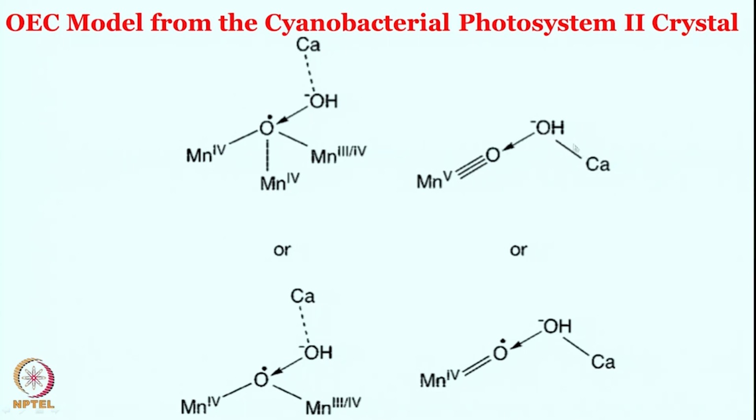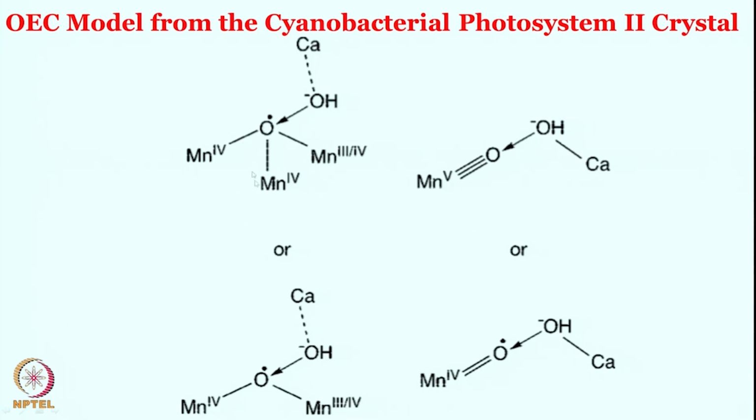So, this calcium hydroxo can attack the manganese 5 oxo bond to form the oxygen bond of the dioxygen molecule. It could be in this form or in a radical form as shown over there, manganese 4 O dot. Alternatively, calcium hydroxide can attack a bridged oxo species as shown over here and then form the oxygen bond.